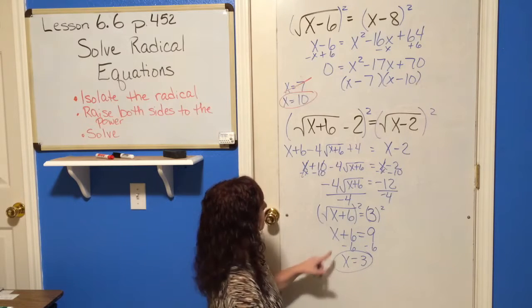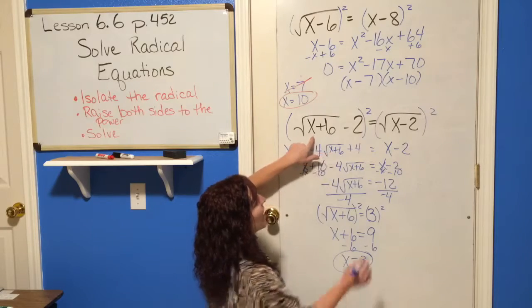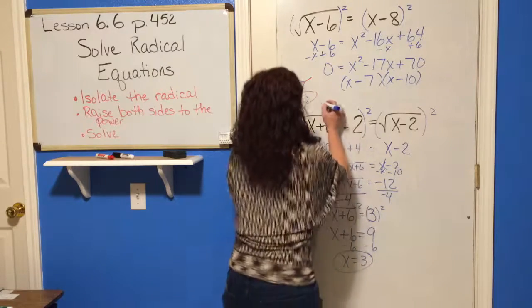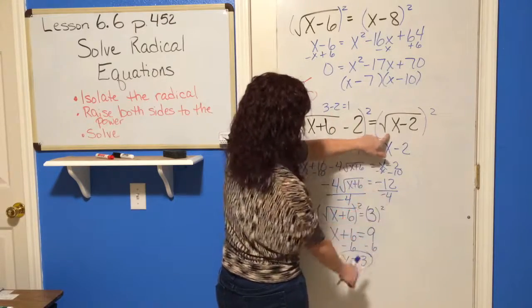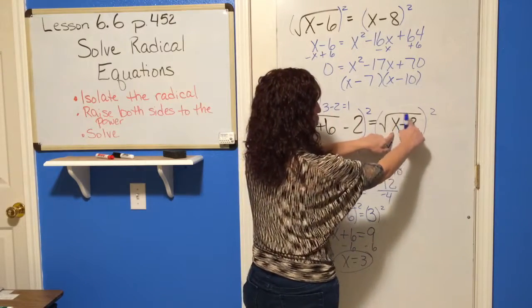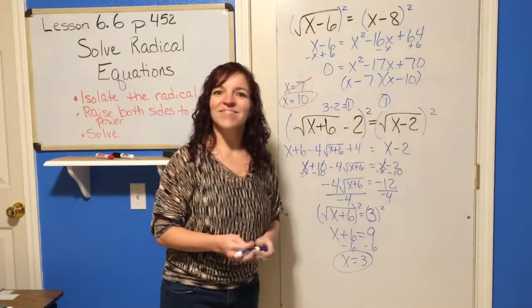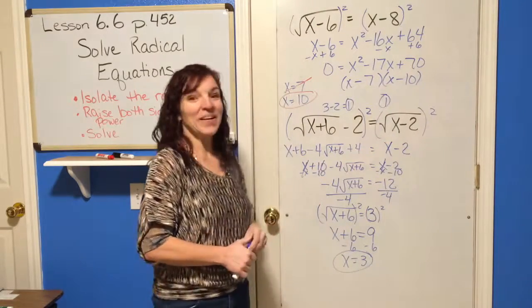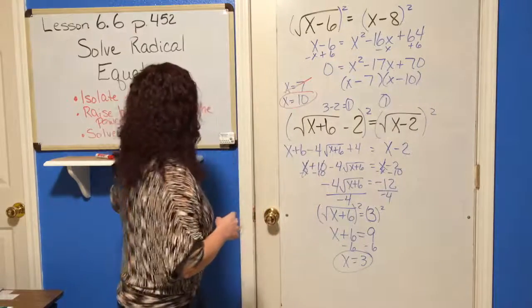And then you can put that back in to be sure. 3 plus 6 is 9. The square root of 9 is 3. 3 minus 2 is 1. And 3 minus 2 is 1. The square root of 1 is 1. So 1 equals 1. You got it right. All right? Whew. You can do this. It's a lot and it's tedious, but you can do it.